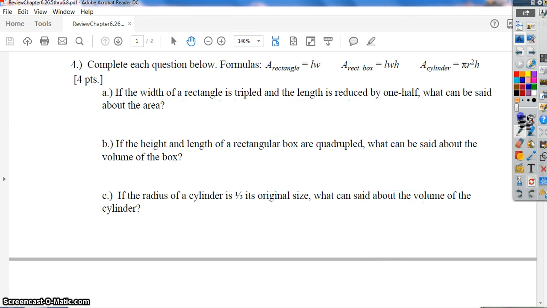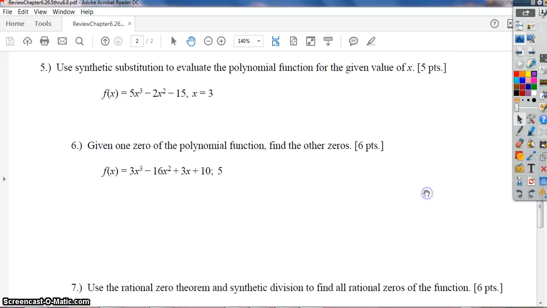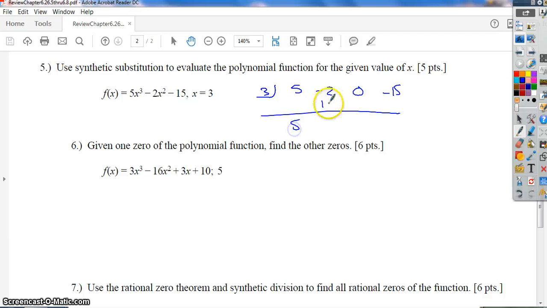All right, let's go to 5. We're using synthetic substitution, so we're going to have 5, -2, 0, -15. Please note there are 0 x's there. So this is 15, 13, 39, 117, I believe. That will leave me with 102. So it looks like f of 5 equals 102.